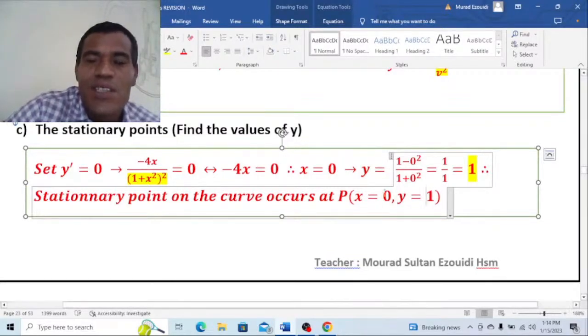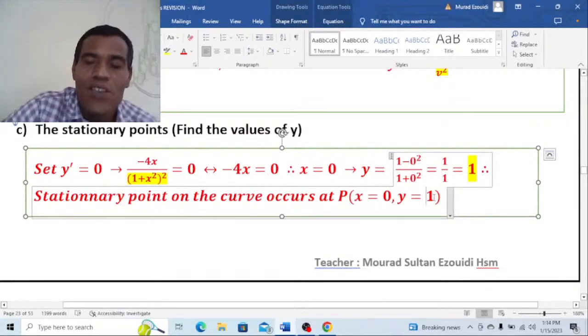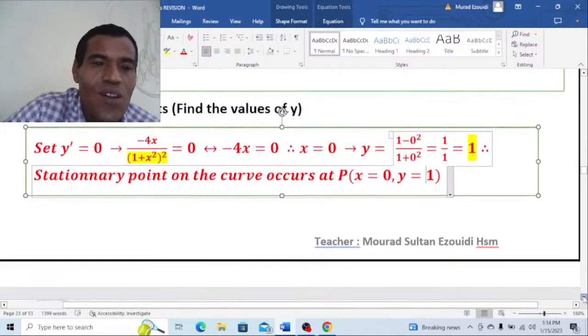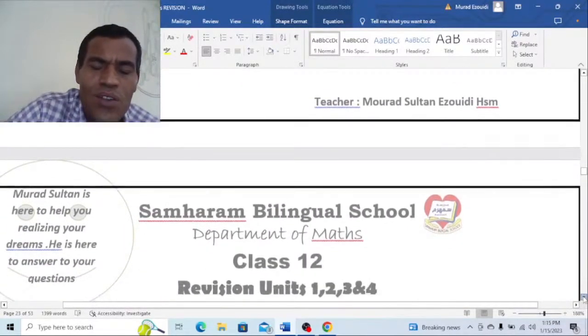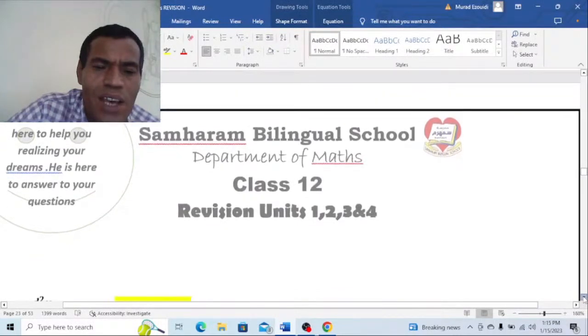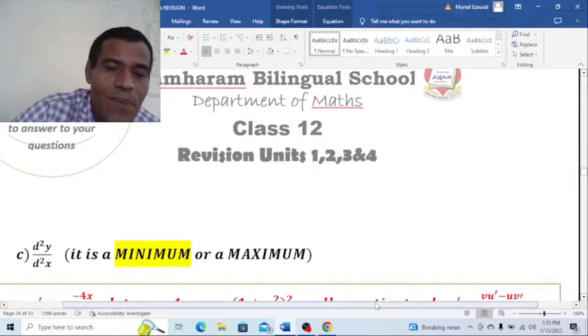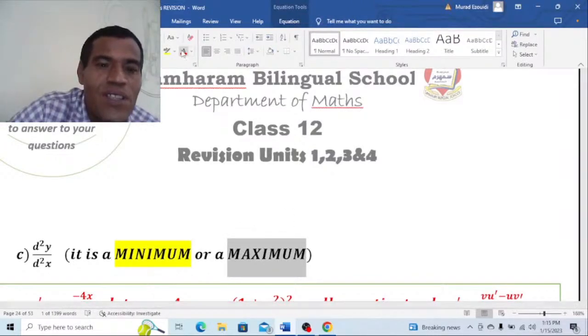So this is the stationary point. It can be a maximum, it can be a minimum, it can be, let's say, an inflection point where the curve changes direction. We'll go back and continue solving the sub-question D. The question told you to try to find whether the stationary point is a minimum or maximum, meaning that you are going to study the nature of this point.